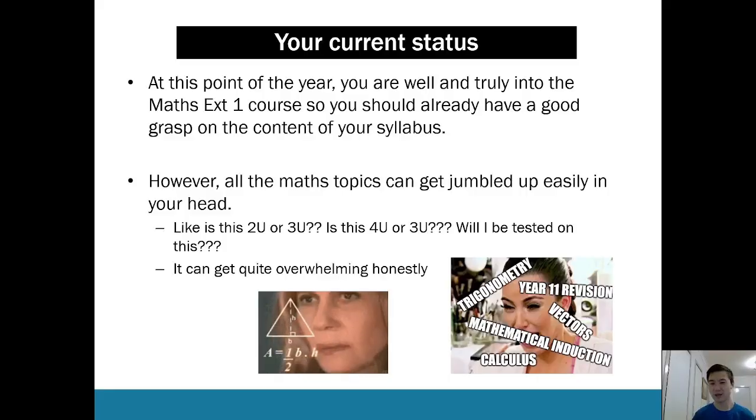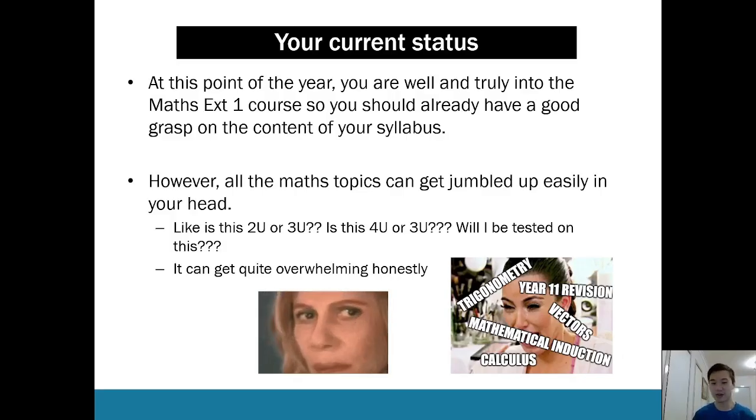So at this point of the year, you are well and truly into the Extension 1 course, so you should already have a good grasp on the content of your syllabus. However, all the maths topics can get jumbled up easily in your head, sometimes because with Extension 1, usually you have the same maths teacher as for Maths Advanced or Maths Extension 2, depending on which one you're doing Extension 1 with.